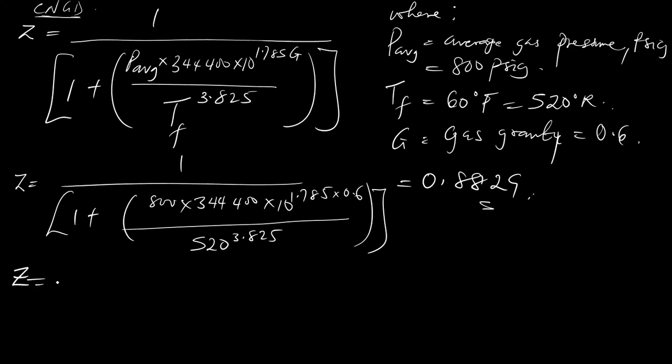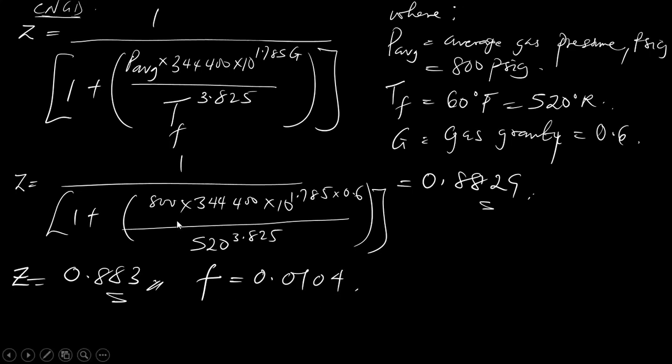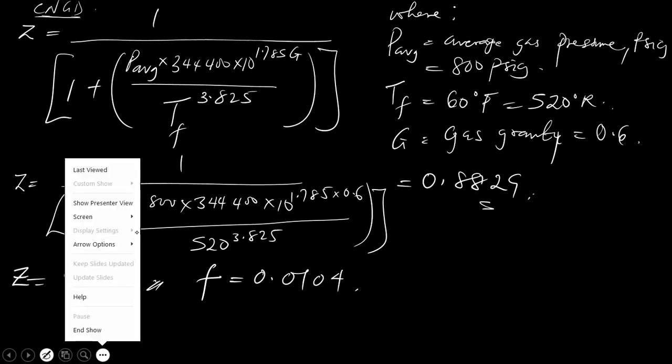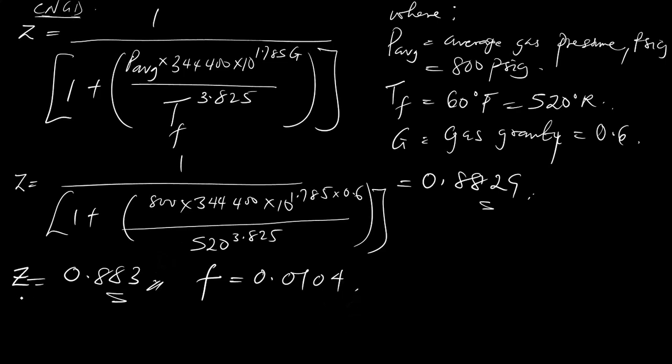0.8829. So this is our Z factor. I can say the Z factor is 0.883. So we have gotten our Z factor, we have gotten our friction factor, which is 0.0104. So this is what we're going to do now to calculate the value of the upstream pressure. Now we're going to use this formula to do that.